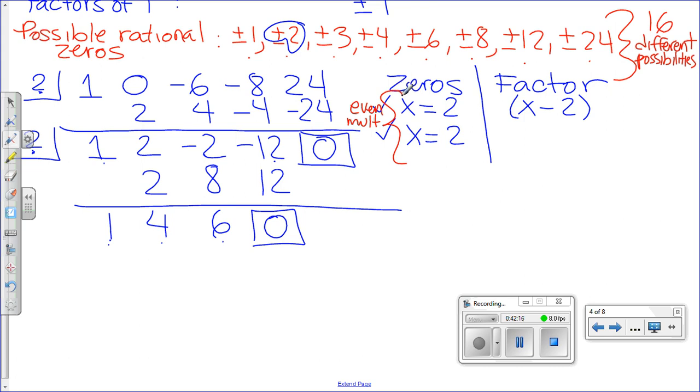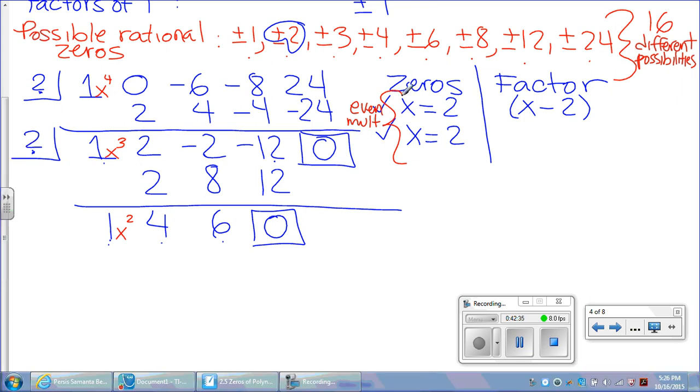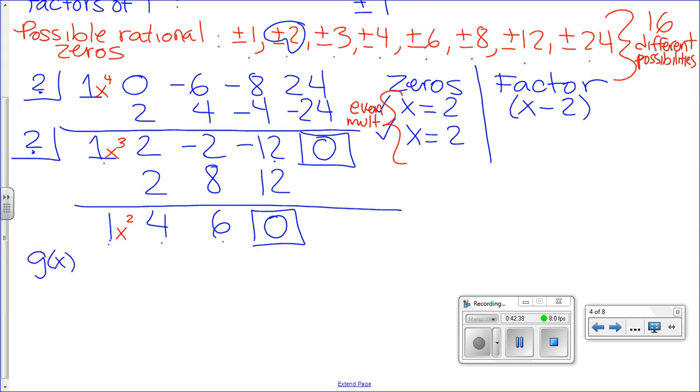So we started with a polynomial of degree 4. And then after performing synthetic division once, we got x to the third power. And after that, we got something x squared. Now here, what we could do is consider a polynomial of second degree. Let's call it g of x. And so that will be x squared plus 4x plus 6.